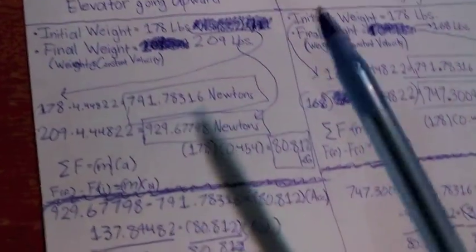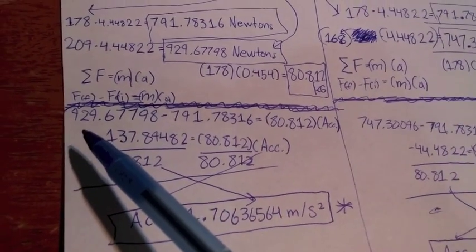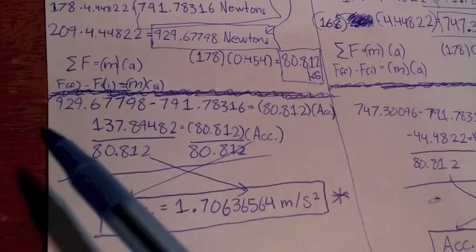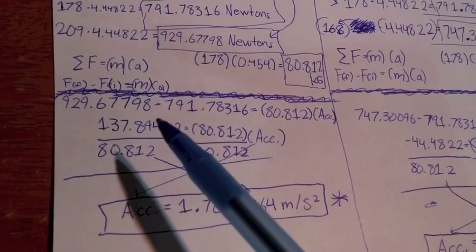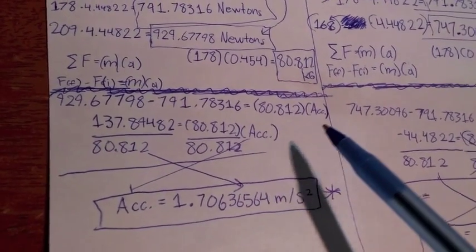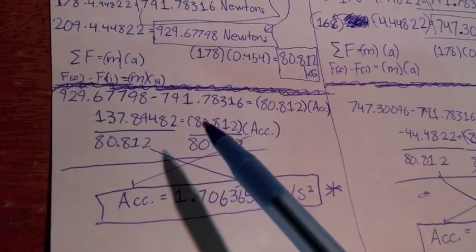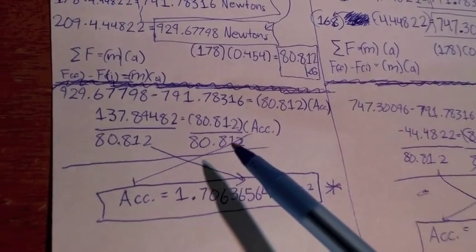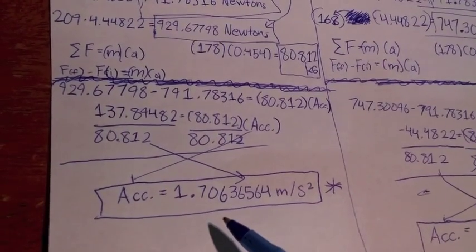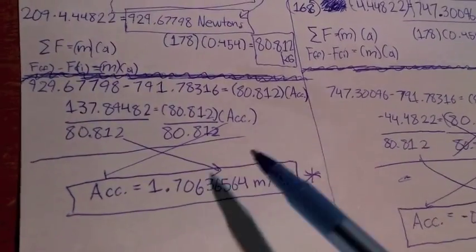So then moving down, we have our force final minus force initial equals mass times acceleration, meaning 929.67798 minus 791.78316 equals 80.812 times acceleration. So when we get our final number, 137.89482 is the difference. Divide that on both sides by 80.812, which is the mass, and we find that our acceleration is 1.70636564 meters per second squared in the elevator at Jerry's.